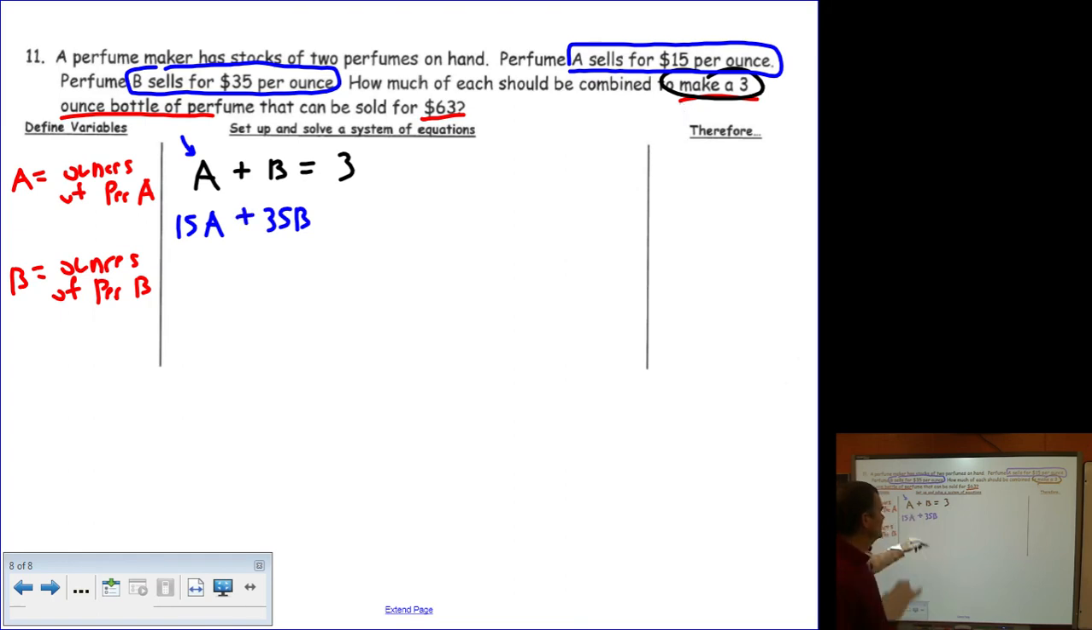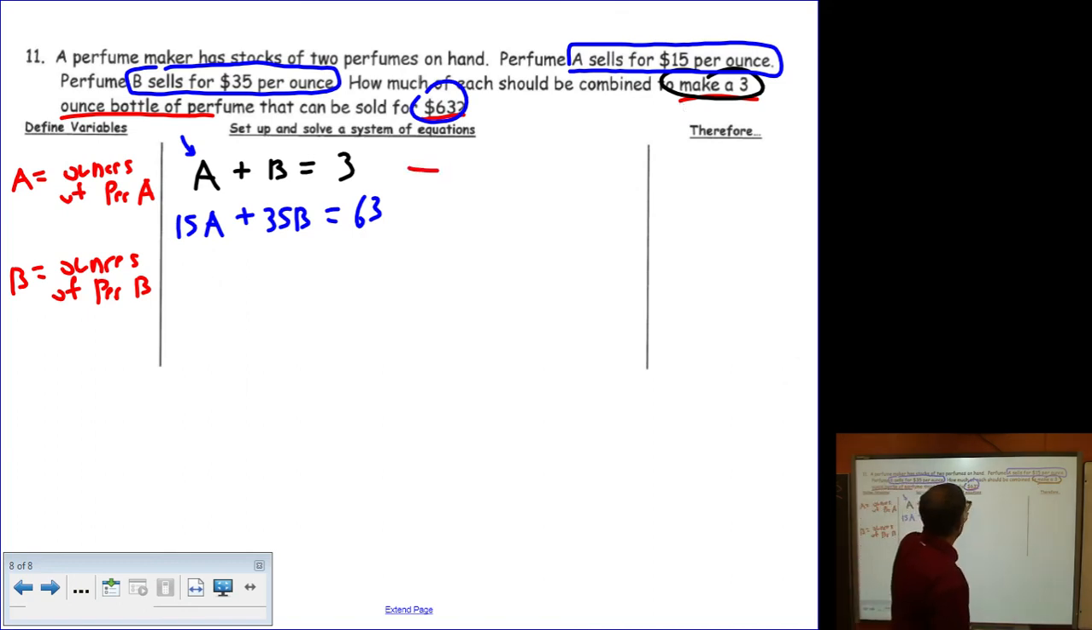And when I add those together, that needs to equal my total cost, and my total cost is $63. Notice that's not $63 per ounce, like 63 times 3. It's just a total of $63. And I now have my two equations. And I would solve it by the elimination method then.